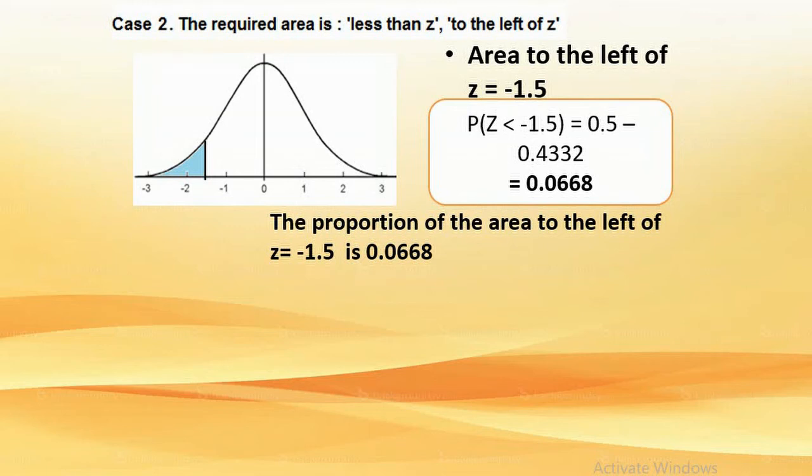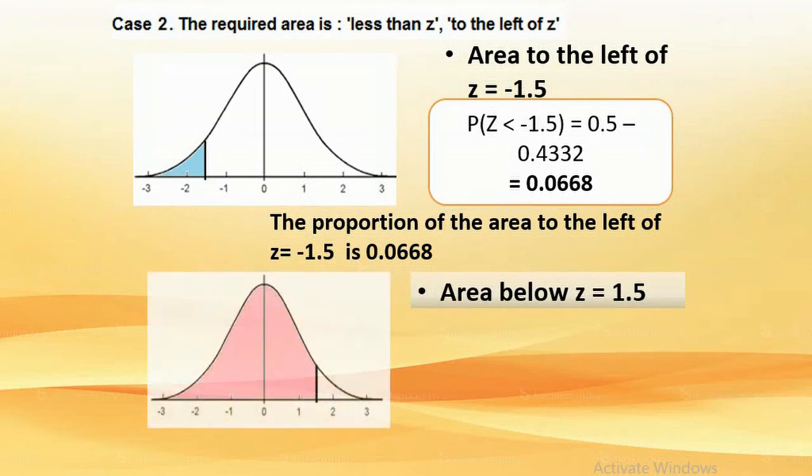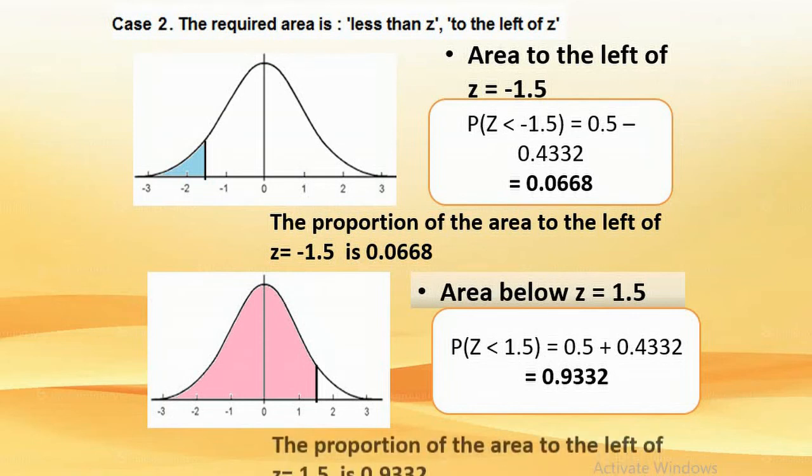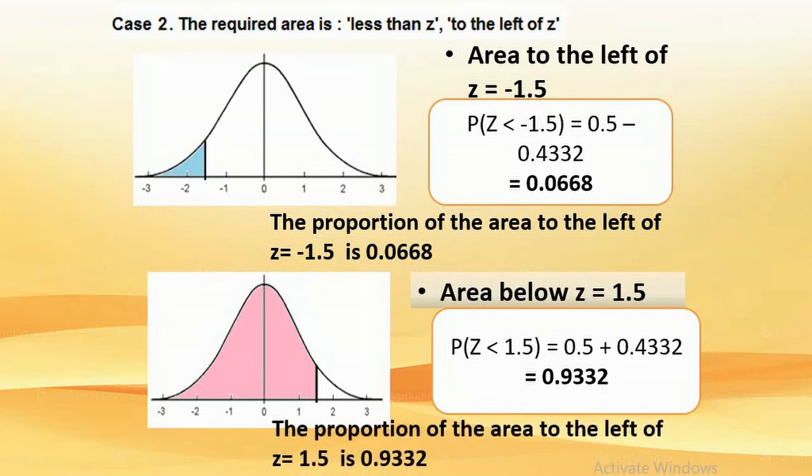Area below Z = 1.5. So here is the graph. P(Z < 1.5) is equal to 0.5 plus 0.4332. So that is 0.9332. The proportion of the area to the left of Z = 1.5 is 0.9332.